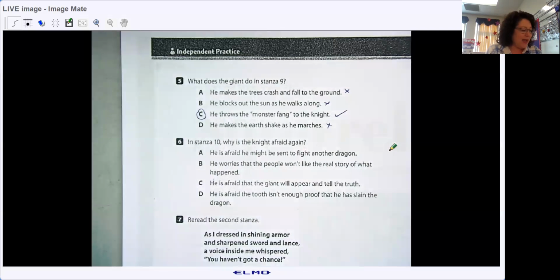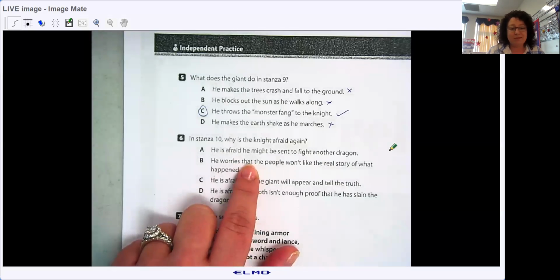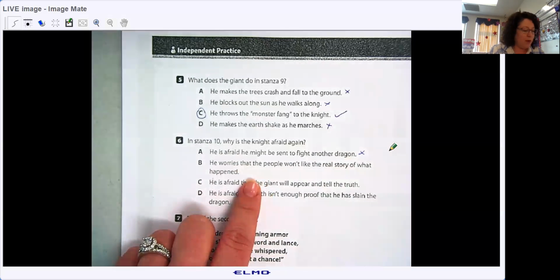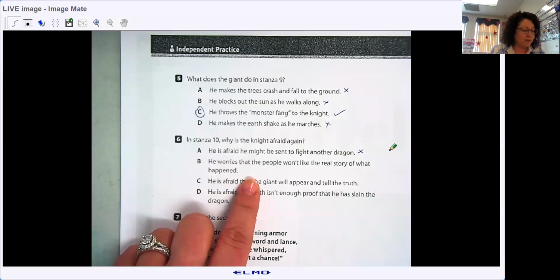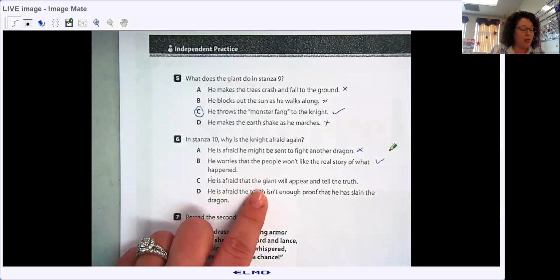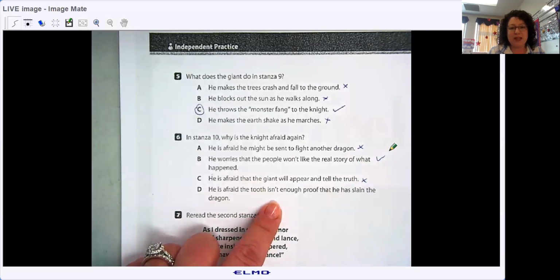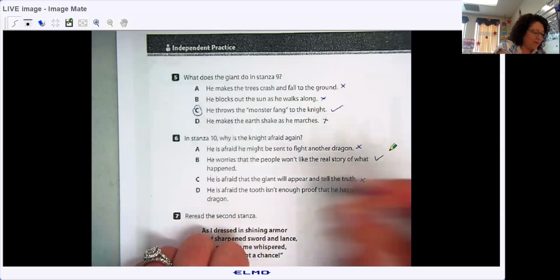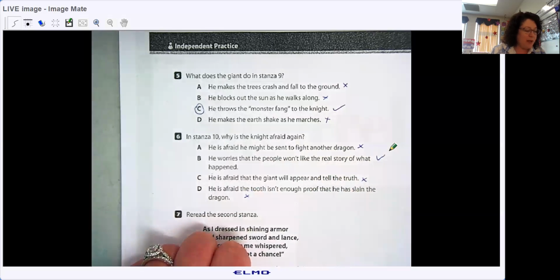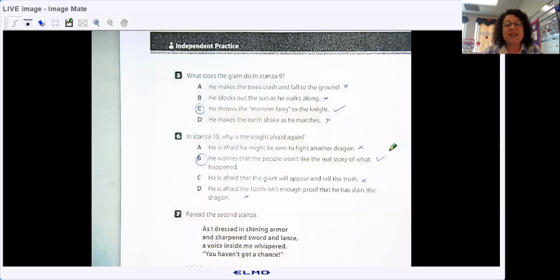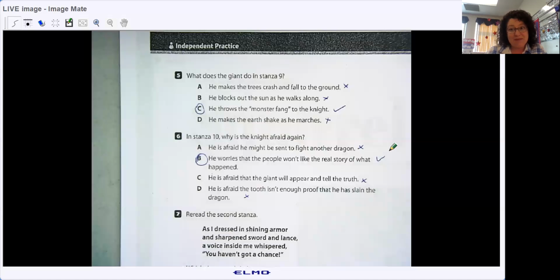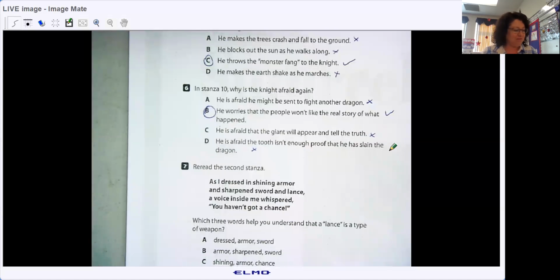He was afraid he might be sent to fight another dragon. No. He was worried that people won't like the real story of what happened. Maybe. He was afraid that the giant will appear and tell the truth. He didn't say that, did he? He is afraid the tooth isn't enough proof that he has slain the dragon. You don't think so? He worries that people won't like the real story of what happened because he was afraid to tell the truth. I bet you got that one too.